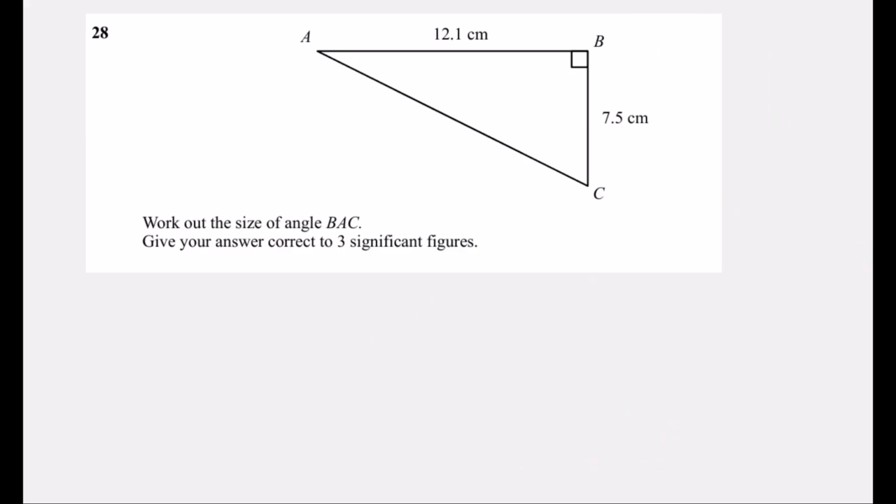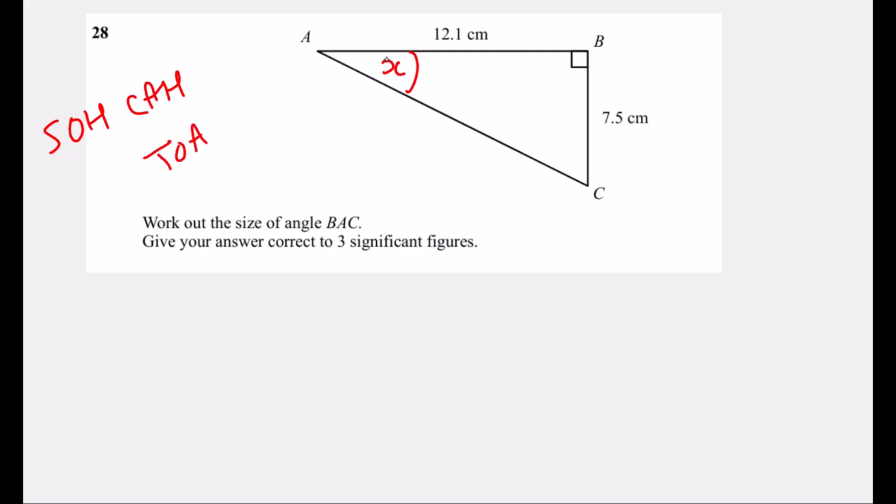Question 28. Work out the size of angle BAC. Give your answer correct to 3 significant figures. So we've got a right angle triangle. If it was all 3 lengths in the question, it'll be a Pythagoras question. It's not, it's got an angle in, so it's SOHCAHTOA.